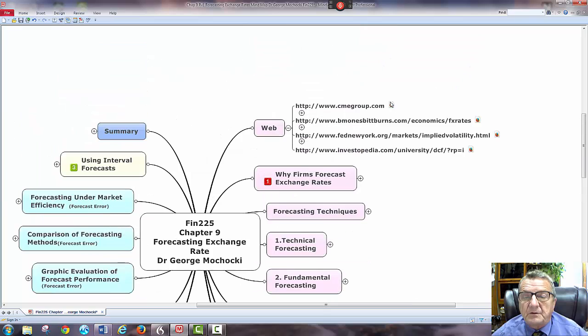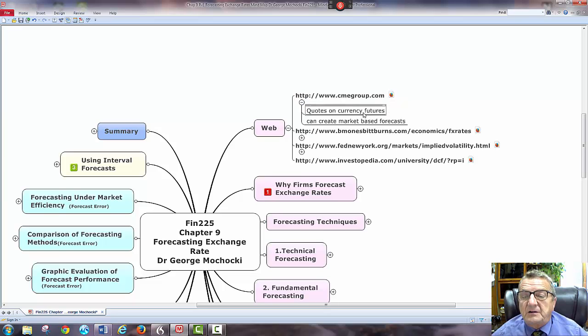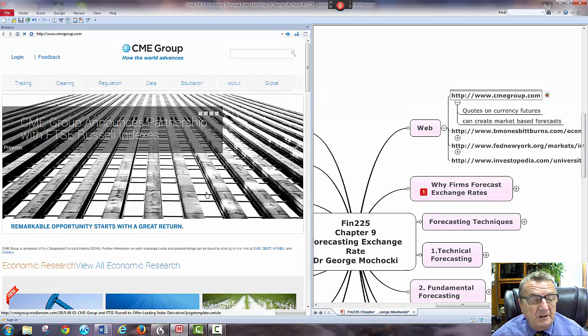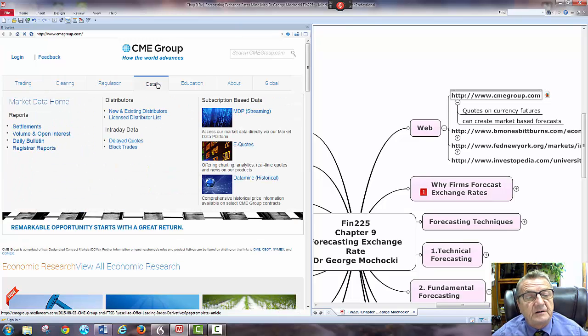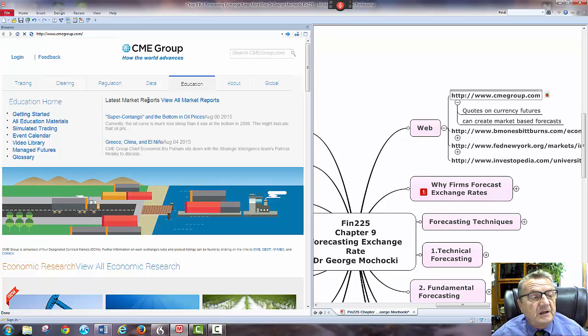Remember, the web always wants to go. We've got a couple of good ones, and some of these webs we've already been in. This one looks at quotes on currency futures that can create market-based forecasting. I'm always going to click on the web to see how they work, and in here you've got trading, information, clearing, regulation, and data. Okay, that's education, and some all educational material, simulated training.